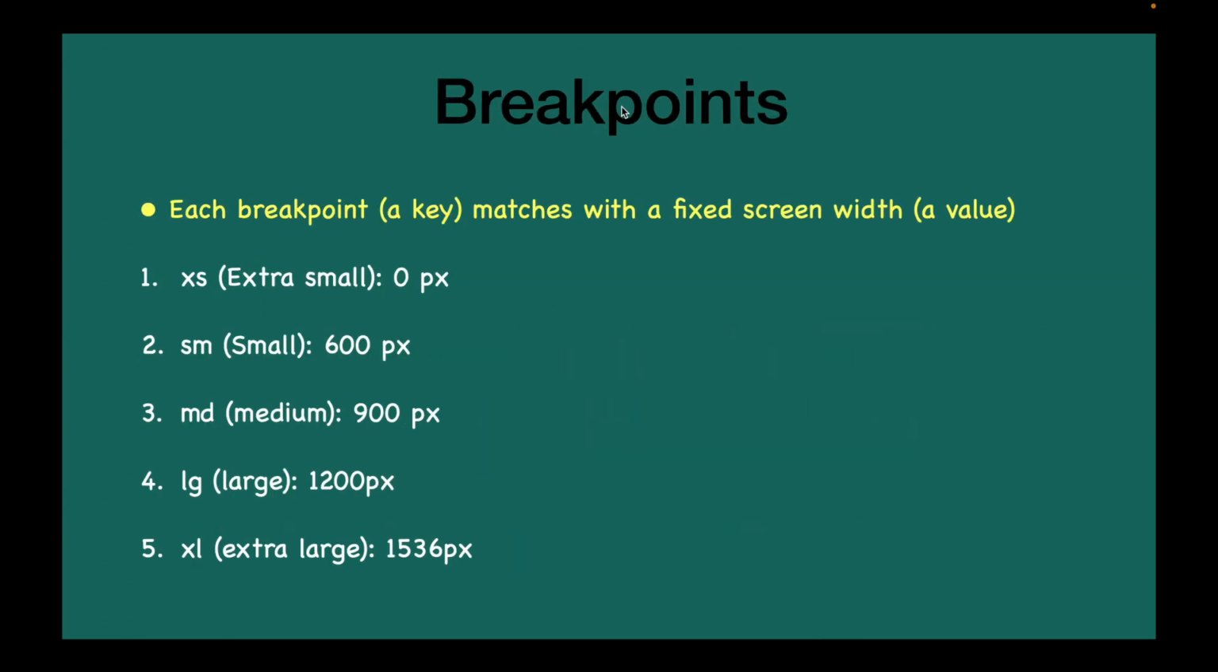So here we have these 5 breakpoints. Let's understand these breakpoints. First one is extra small. Extra small means 0 pixel. Small means 600 pixel. Medium stands for 900 pixel, LG for 1200, and extra large for 1536 pixels.